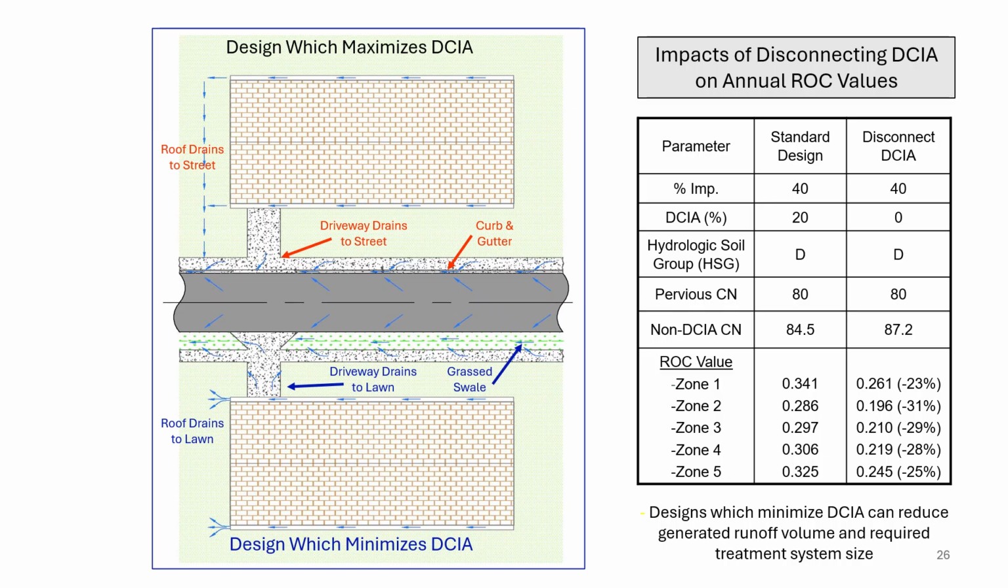It's important to note a key hydrological consideration. When a pervious area receives runoff from a disconnected impervious area, its effective curve number, or CN value, actually increases. This accounts for the added volume of water it must now manage, reflecting its altered hydrologic behavior. Ultimately, by thoughtfully disconnecting DCIA, we can achieve meaningful reductions in stormwater runoff.